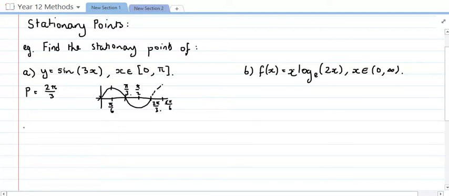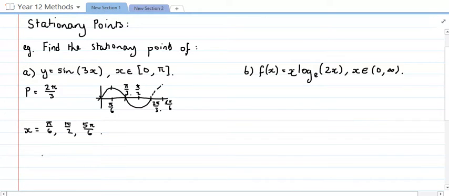So what I can say then is that x is equal to pi on 6, pi on 2, and 5 pi on 6. Those are the three places over the domain of 0 to pi where we get maximum and minimum points. And we can see that it's a local maximum at pi on 6, a local minimum at pi on 2, and then the local maximum again at 5 pi on 6.